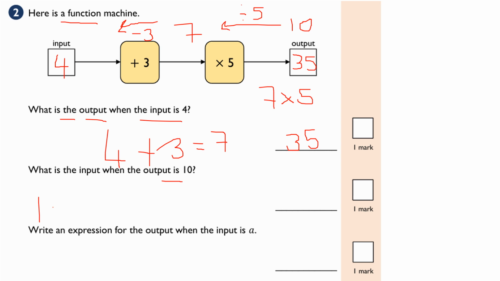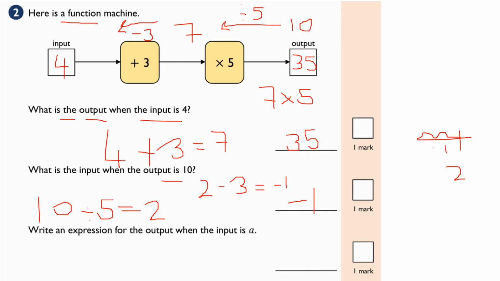So we do 10 divided by 5 first, which is 2. And then we do 2 minus 3, 2 take away 3, and we get -1. Think of it on a number line. We start at 2 and we go 3 places: 1, 2, 3 jumps. So that's 1, 0, -1. So 2 minus 3 is -1.